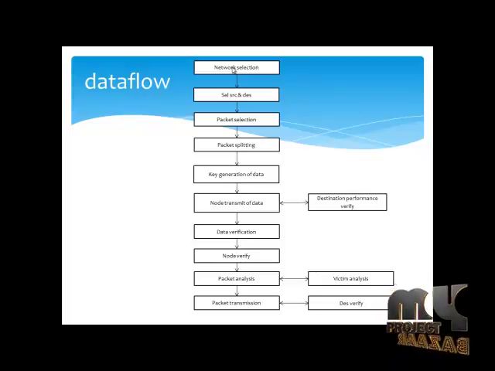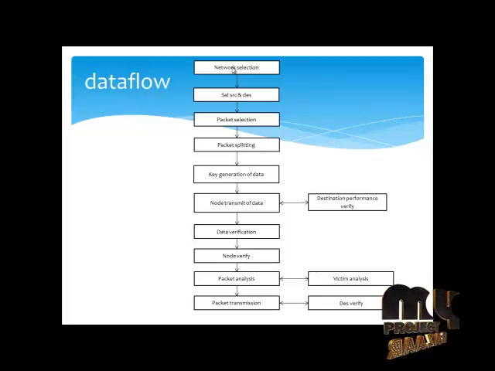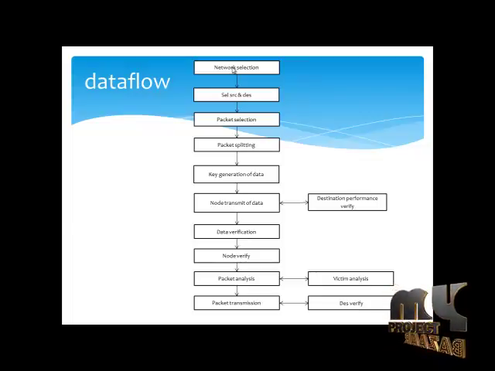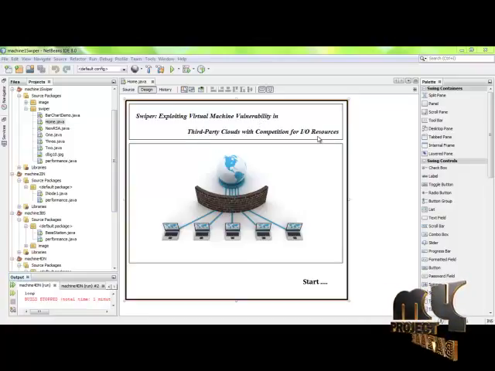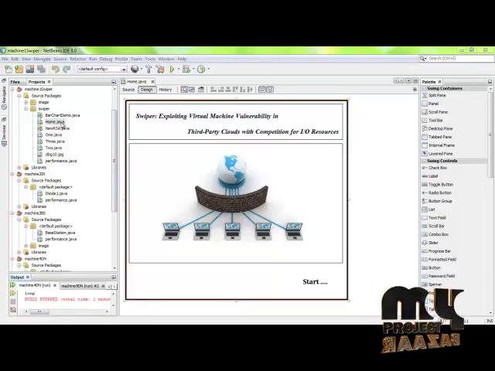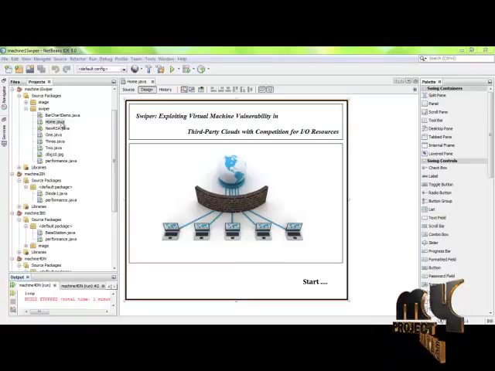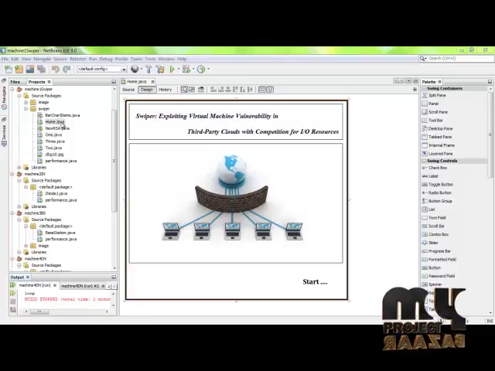And the destination can be verified using the certain performance, and the original packets can be retrieved using the destination performance in the network design. Our project demo for Swiper: exploring virtual machine vulnerability in third-party cloud with computation for I/O resources. In this process, the cloud server can be used as a temporary server to store the data during transmissions for source and destination.